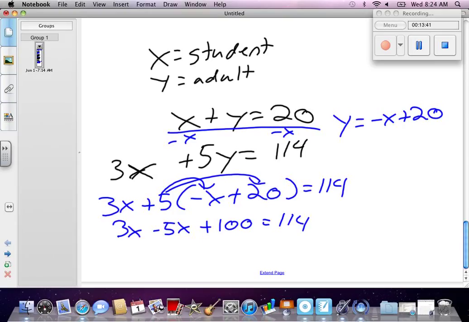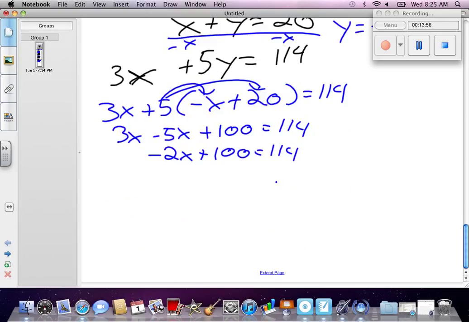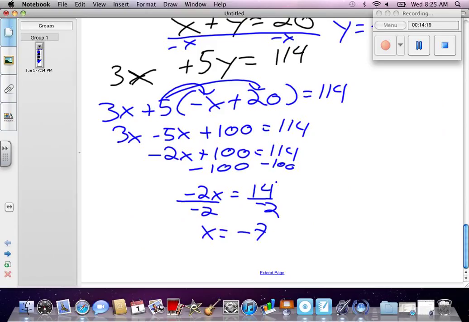Now what? We see some like terms? 3x and 5x. What's 3x minus 5x? Negative 2x. Okay, I'm still trying to get that x by itself, so what do I do now? Subtract 100. And I get negative 2x equals 14. Now I'm going to divide by negative 2. And I get x equals, what did I do wrong? I shouldn't get negative 7.